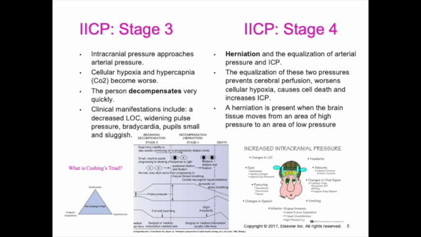And then we progress to stage 4, which is where cerebral perfusion pressure is going to fall below 30 millimeters of mercury. At this point, widespread necrosis is going to begin, and the compression of the brain stem, the respiratory center, will lead to respiratory arrest and death. In stage 4 of intracranial hypertension, the brain tissue is going to shift, or what we call herniate, and it's herniating from the compartment of greater pressure to a compartment of lesser pressure.